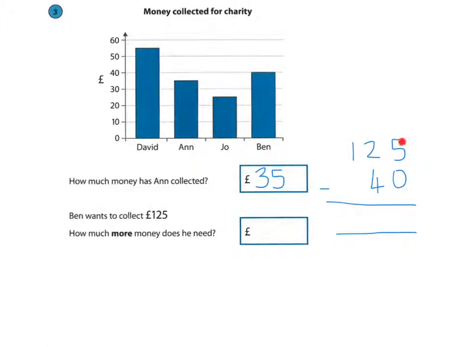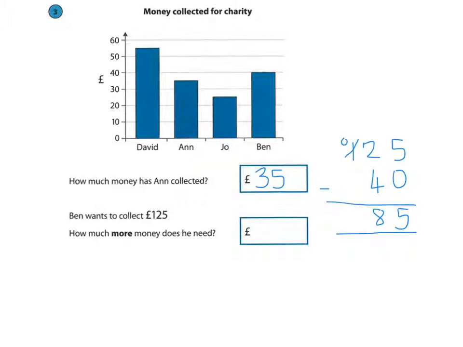Starting with the units, 5 take away 0 is 5. Moving on to the tens, 2 take away 4 we can't do, so we're going to go next door, we're going to cross out that 1 and put a 0, and we're going to put the 1 there instead. So now we have 12 take away 4, which is 8. And looking at the hundreds, we have nothing here to subtract, so the answer is £85.